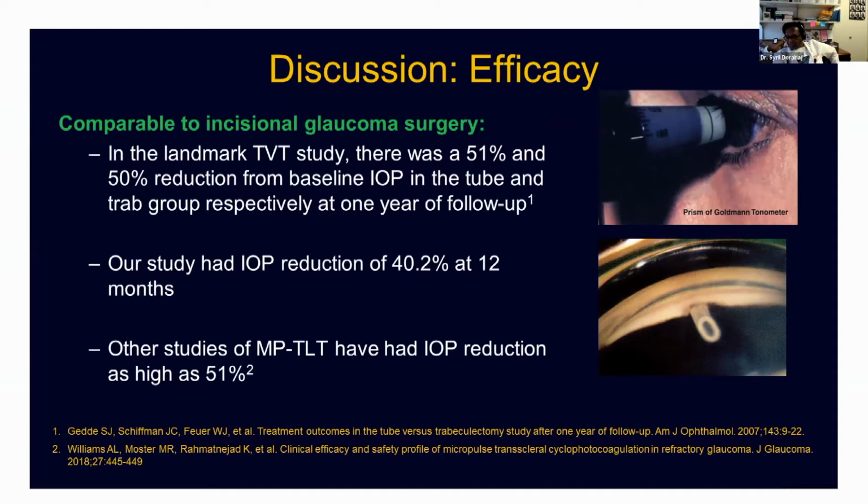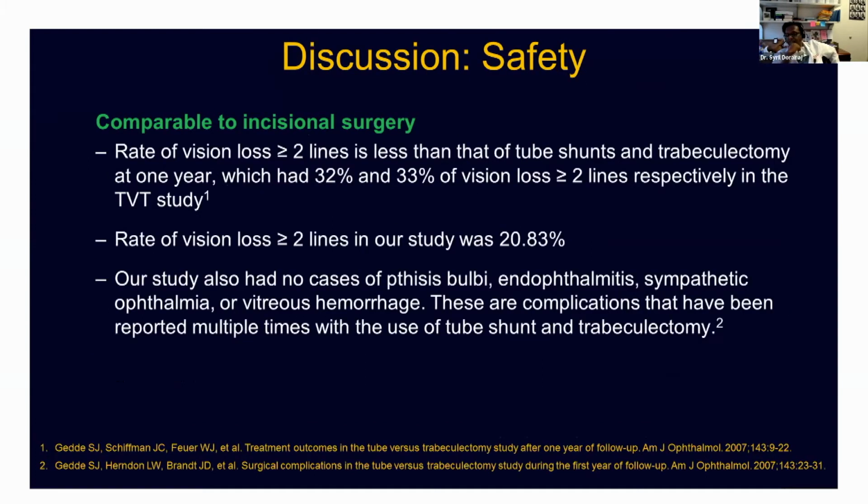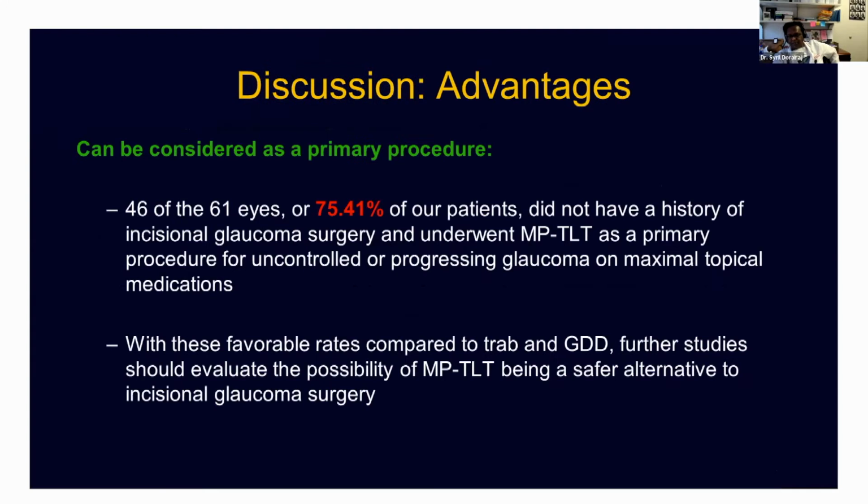But there are other publications already on PubMed which show almost a 51% reduction when you're using the MicroPulse in these patients. How about safety? Greater than 2 lines of vision loss, if you compare with other studies, we had almost 20%. But when you compare with the TVT studies, almost 32 to 33% vision loss in those groups. But we didn't have, again, such major complications that I would be worried about.